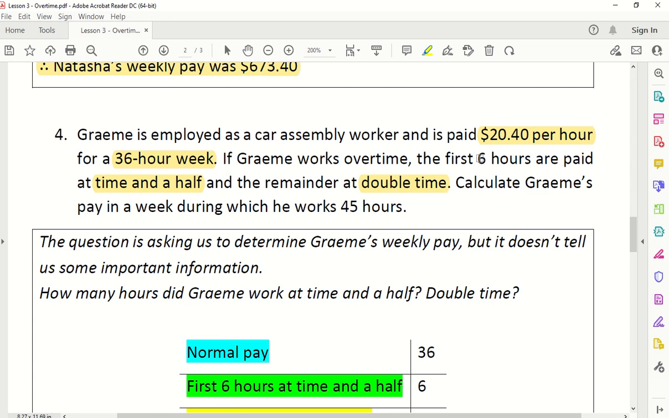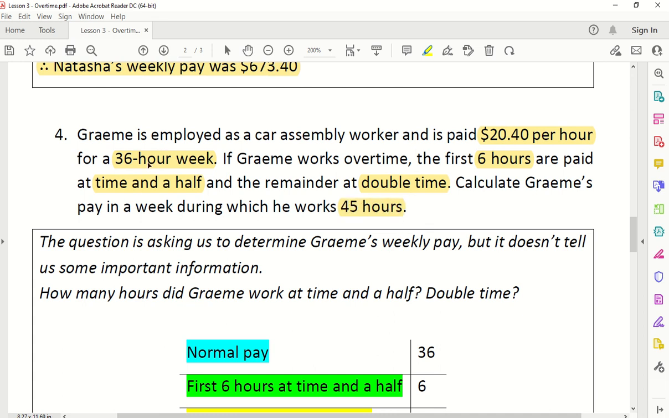And this is pretty standard. Maybe if Graham worked 100 hours in the week, he'd be getting triple or quadruple time. Again, I won't bore you with the specifics as to how these things are calculated, but this is standard. This can happen in a lot of jobs where the more you work, the greater your entitlements get. Anyway, so what's Graham's pay going to be in a week where he works 45 hours?